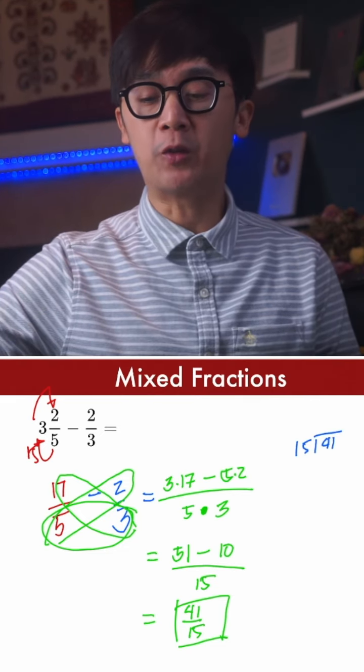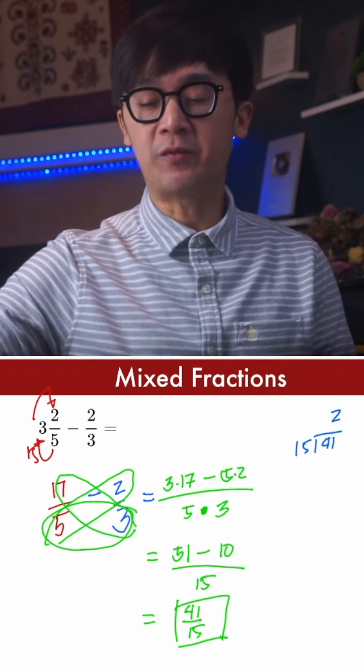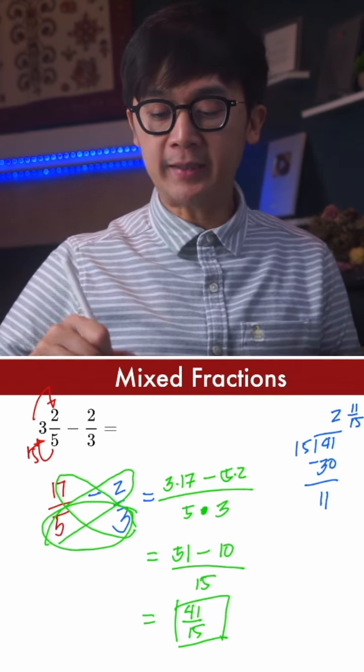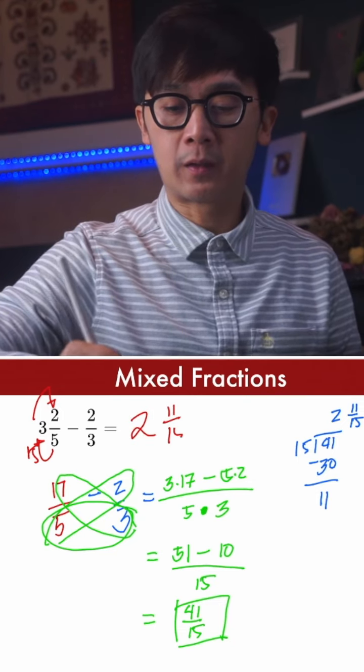How many times 15 goes to 41? 2. 2 times 15 is 30, and 41 minus 30 is 11. So ang sagot natin dito would be 2 and 11 over 15.